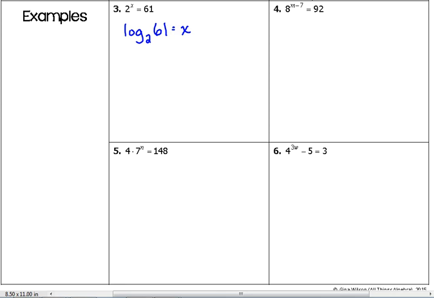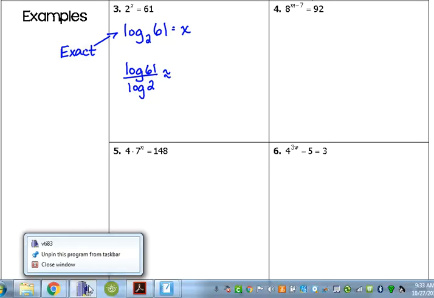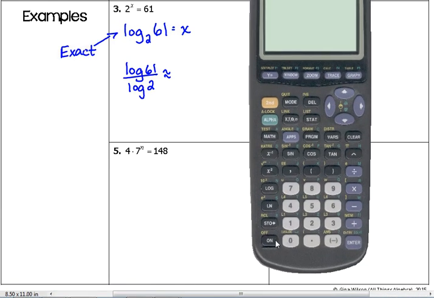Now, in this case, it's equal to x. So that is solved. That is our exact answer right here in log form. Log base 2 of 61 is the exact answer. But what if they give the answer choices in decimal form? We need to use our change of base, log of 61 divided by the log of 2, and go to our calculator and find out what the decimal value is for that.